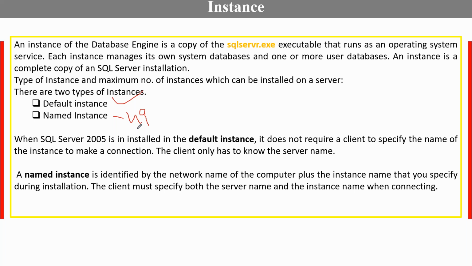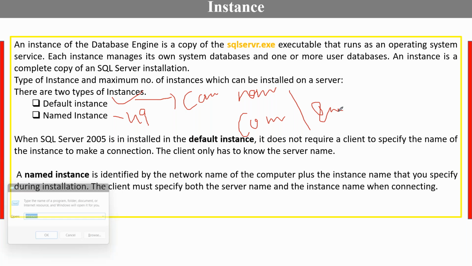So when you are installing SQL Server, technically we call it an instance. An instance is nothing but the SQL Server executable file, sqlservr.exe, along with the memory management, in simple terms. We have two types of instance: one is the default instance, one is the named instance. A default instance is nothing but your computer name, sir. When you install SQL Server, it will be created with your computer name, your system name. And a named instance means computer name backslash instance name.